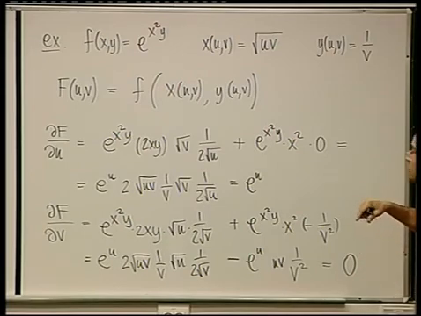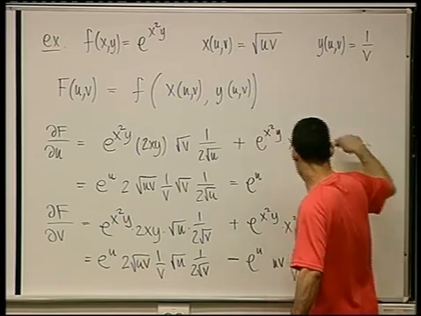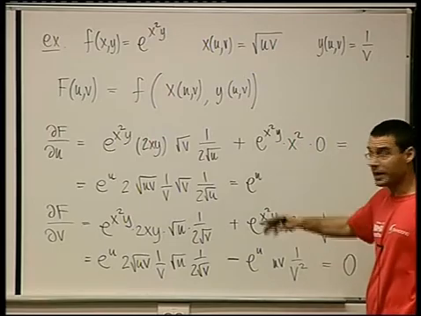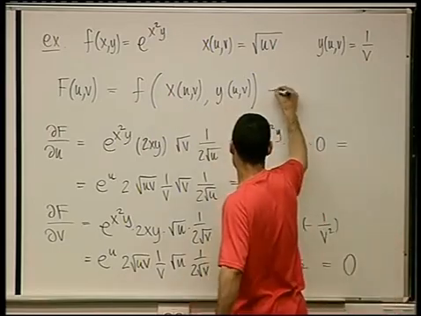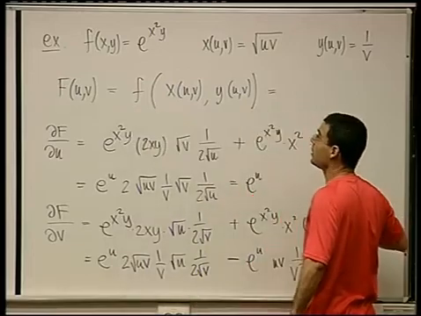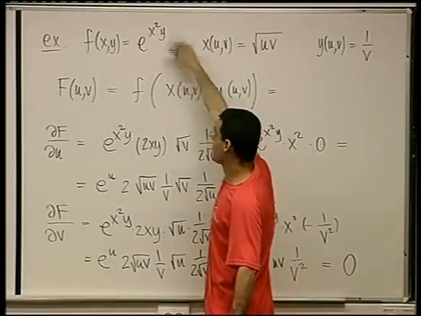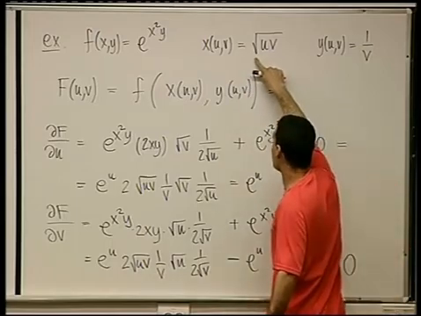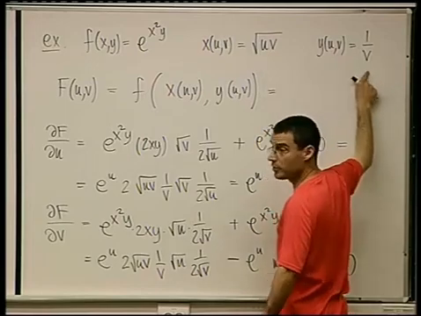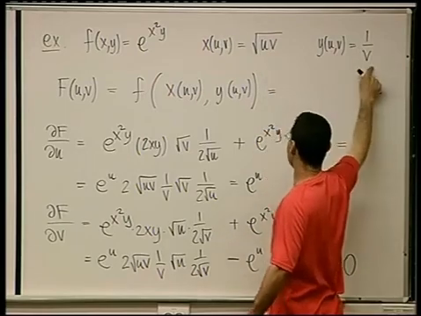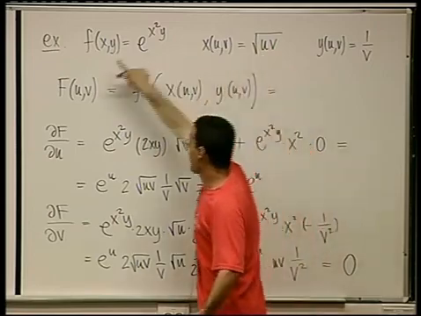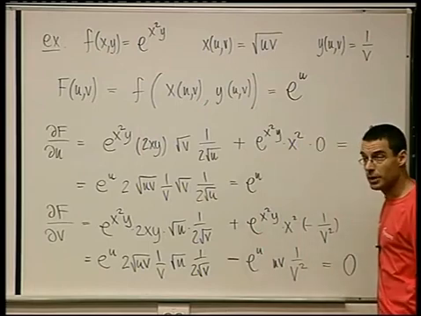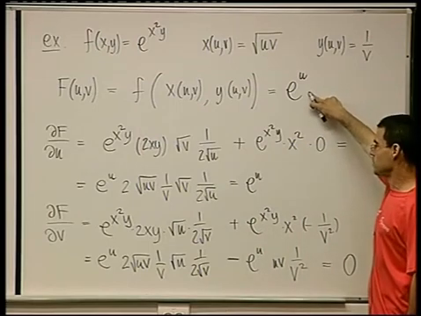Now, as we did in the previous example, I claimed that we could have gotten these two answers much faster, directly, if we just plugged in everything into the definition of capital F. So what do we have? We have e to the power x squared y. What is e to the power x squared y? We already calculated it. X squared is uv, y is 1 over v, so x squared y is just u, so e to the power x squared y is just e to the power u. Do you agree? What's the derivative of this with respect to u?